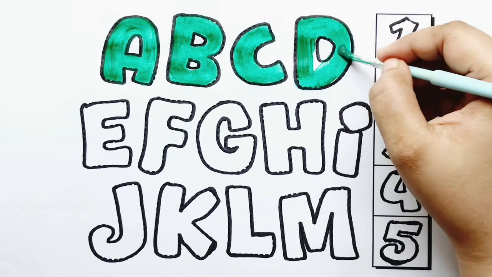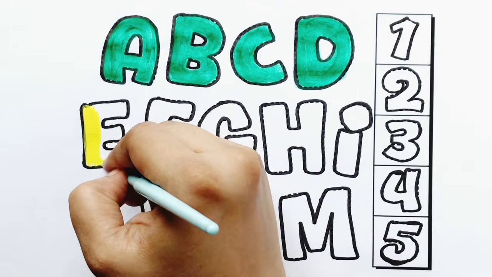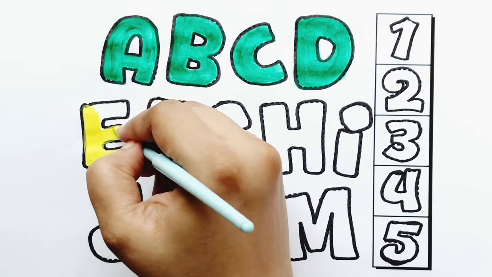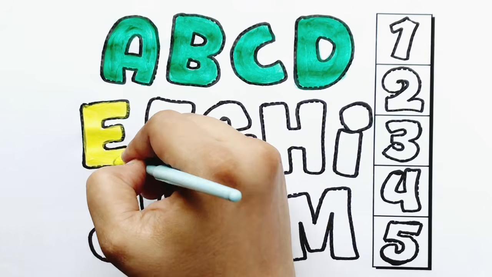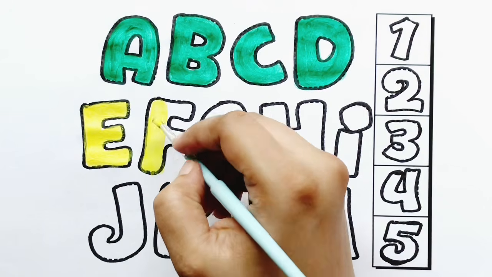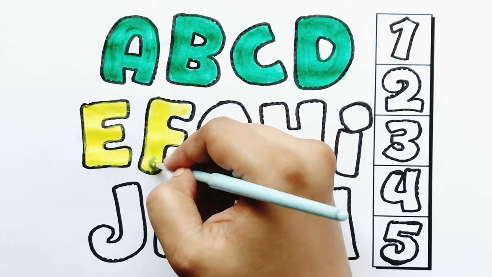A, B, C, D, E, F, G, H, I, J. Yellow color. L, M, N, O. E for elephant. R, S, T, U, V, W, X, Y, and Z. Now F for frog. ABCs. Next time won't you sing with me?